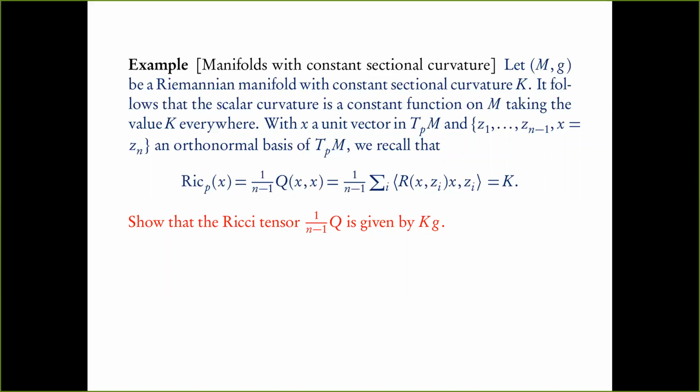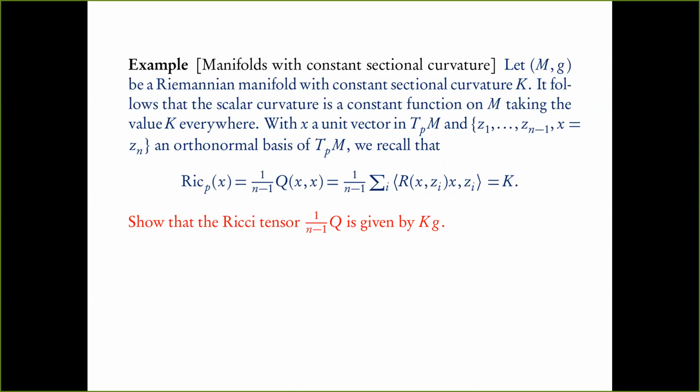The exercise for you is to show that the Ricci tensor, remember the Ricci tensor is not 1 over n minus 1 q(x,x). It is 1 over n minus 1 q(x,y). So q, remember, is a bilinear form at every point. And if I take the Riemannian metric G restricted to a point P, that is also a bilinear form. It's a positive definite symmetric bilinear form, but it's a bilinear form nonetheless. So the exercise is to show that in this particular context, the Ricci tensor 1 over n minus 1 q exactly equals k times the metric G.